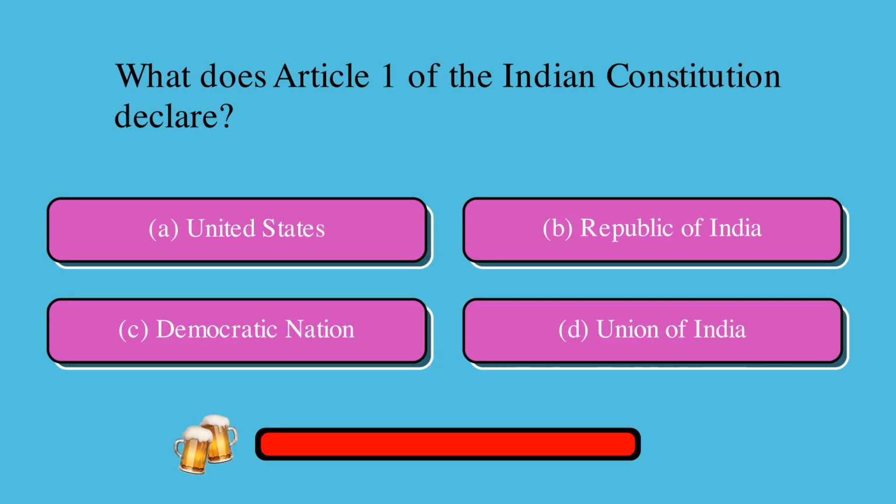What does Article 1 of the Indian Constitution declare? Is it A, United States, B, Republic of India, C, Democratic Nation, or D, Union of India? The correct answer is D, Union of India.